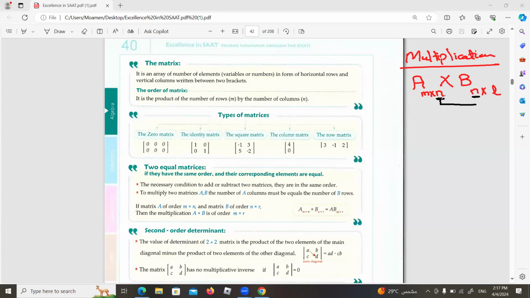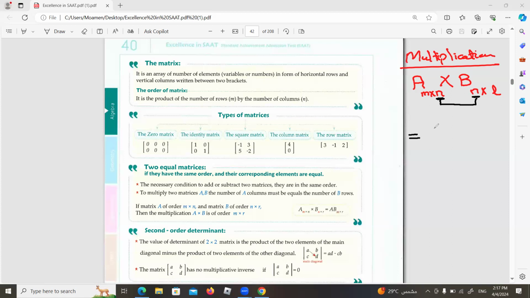So they are equal, so we can multiply. The number of columns of the first must be equal to the number of rows of the second. If this condition is satisfied, we can complete the multiplication. If this condition is not satisfied, we can't multiply the two matrices.